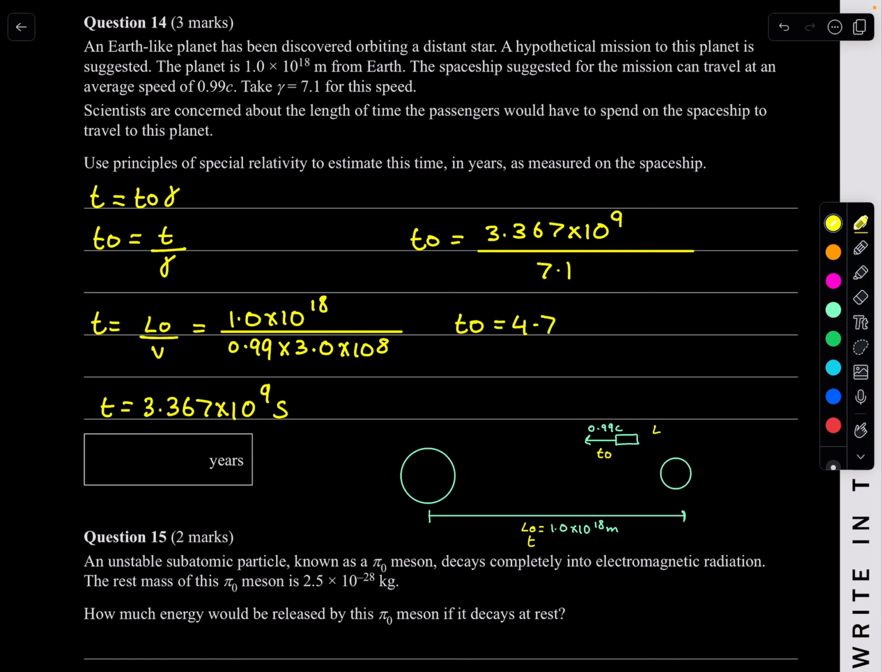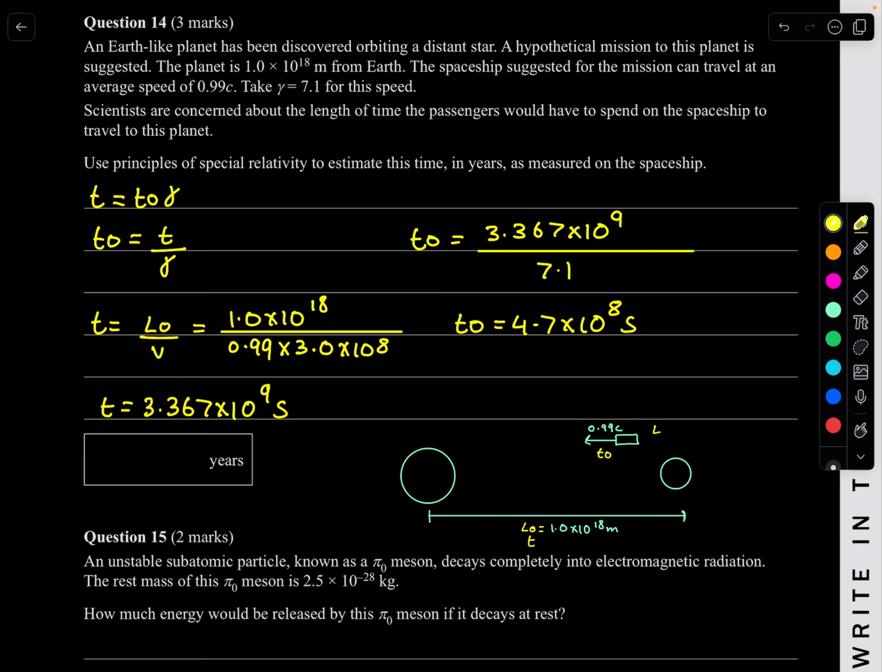So it's 4.7 times 10 to the power of 8 seconds. Let me count the zeros: 1, 2, 3, 4, 5, 6, 7, 8. So it's 10 to the power of 8 seconds. So that's the proper time.